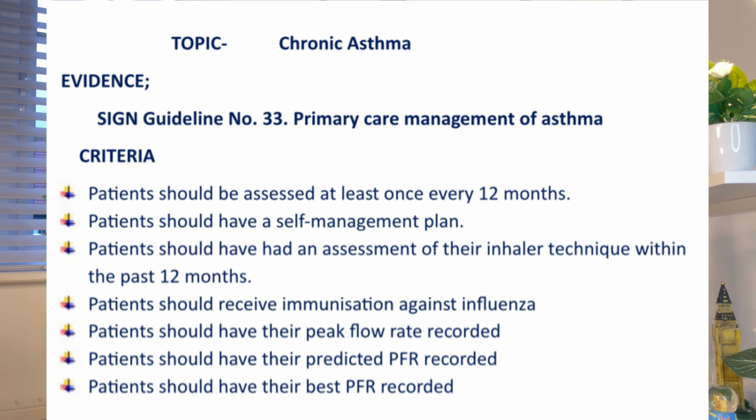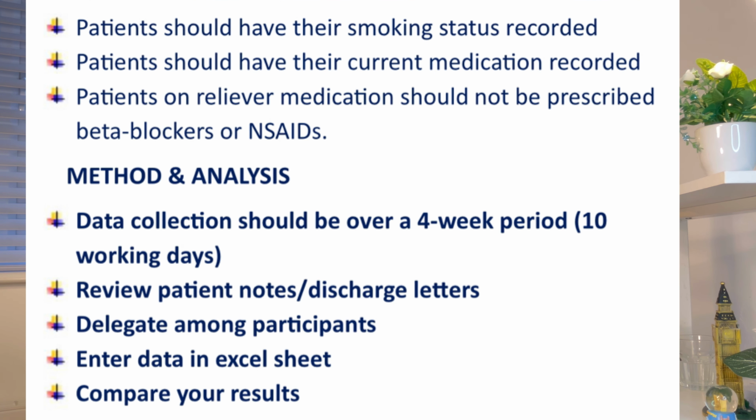For example, it says patients should be assessed at least once every 12 months. Patients should have a self-management plan. Patients should have had an assessment of their inhaler technique within the past 12 months. Patients should receive immunization against influenza. Patients should have their peak flow rate recorded, their predicted PFR recorded, their best PFR recorded, their smoking status recorded, their current medication recorded, and also patients on reliever medication should not be prescribed beta blockers or NSAIDs.